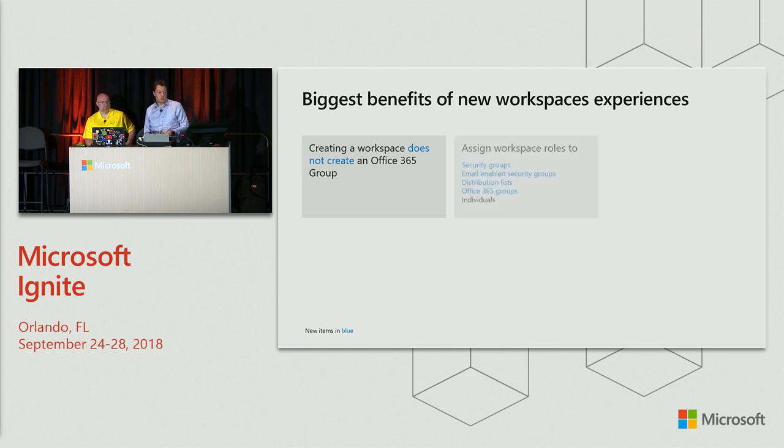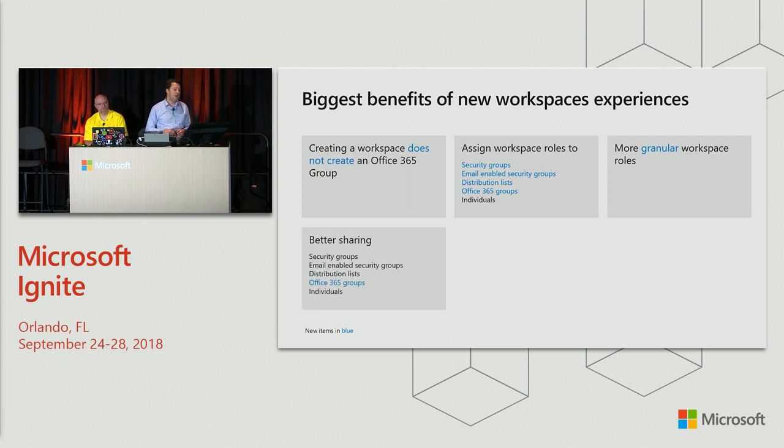Perfect. So the second thing we need to talk about is that we can assign workspace roles. We talked about assigning them to security groups, email-enabled security groups, distribution lists, and Office 365 groups. That's a super important capability. It's been sought after for a really long time, and it was something we had challenges with. You have more granular workspace roles, and what that means is you have more flexibility about how you manage access to the underlying content.